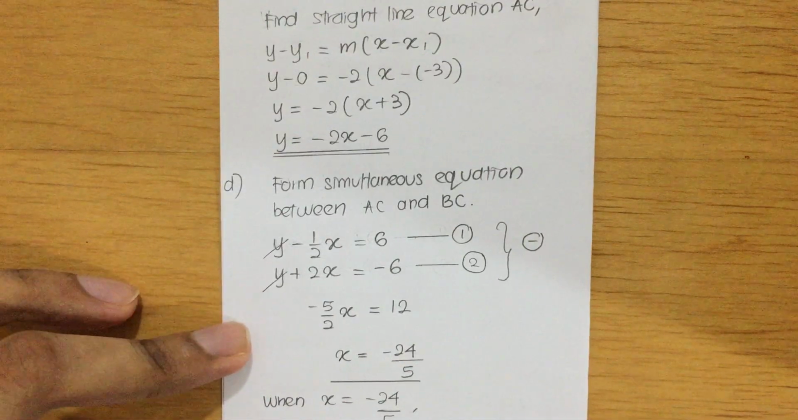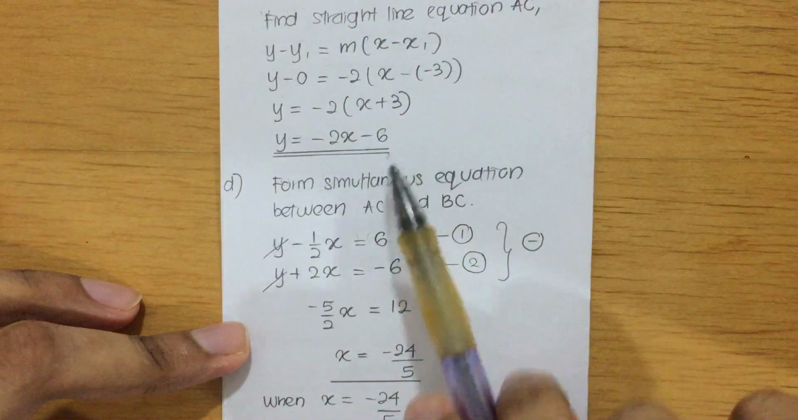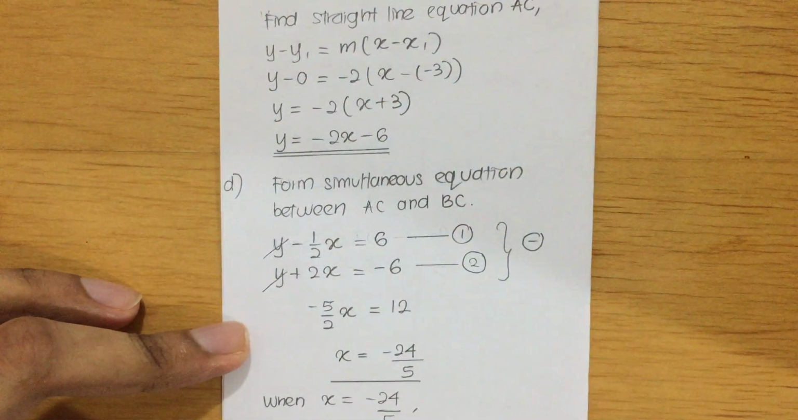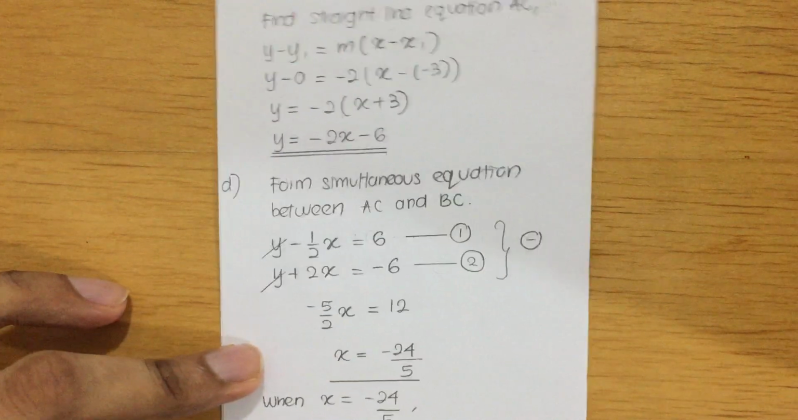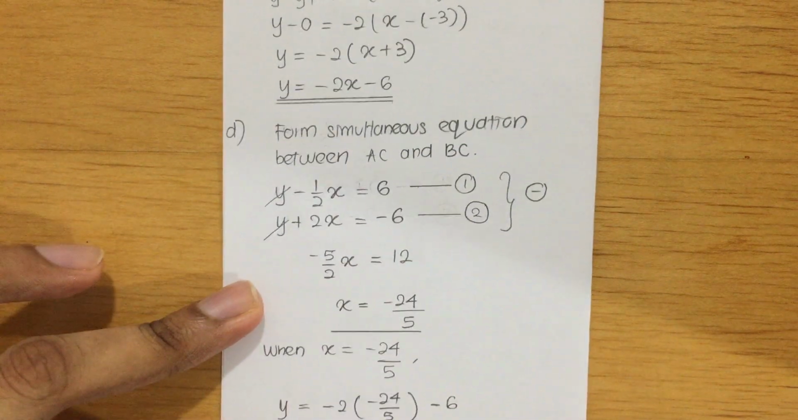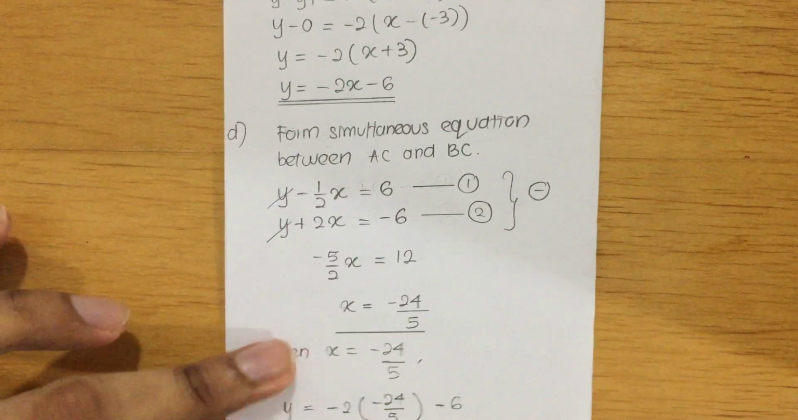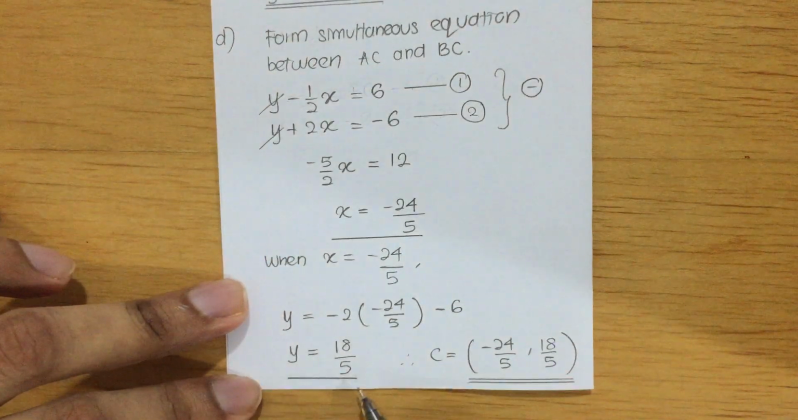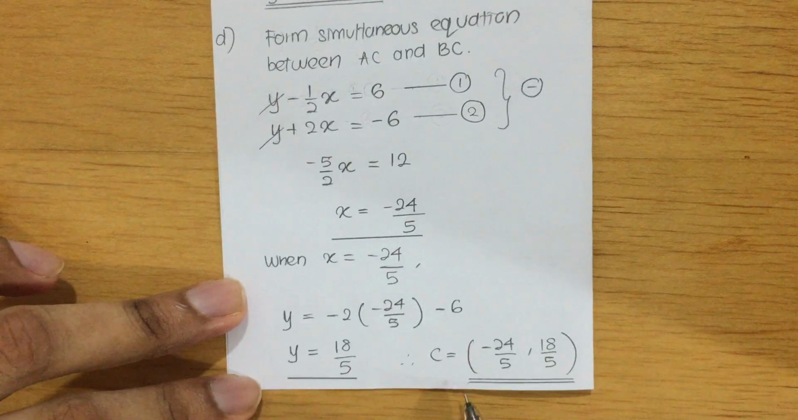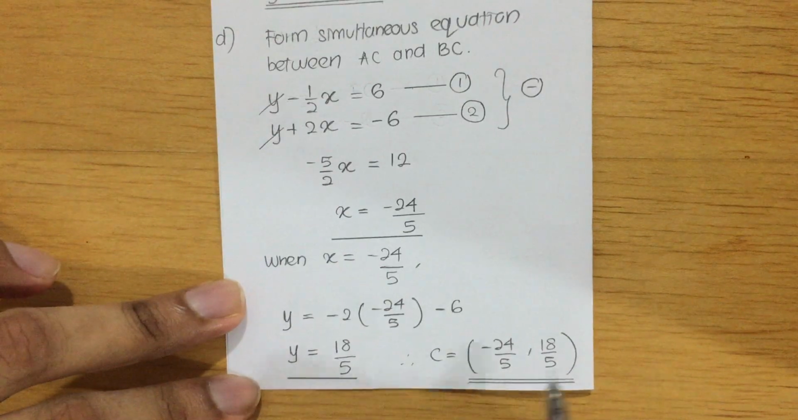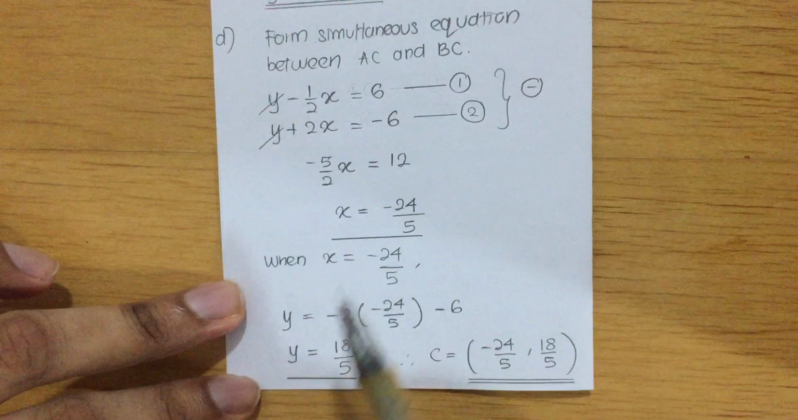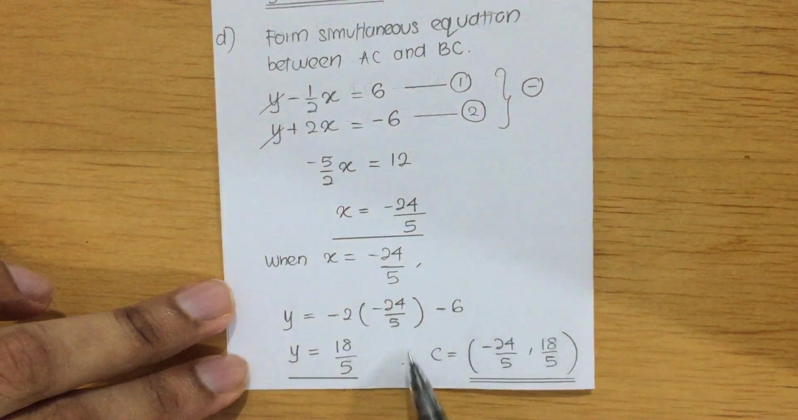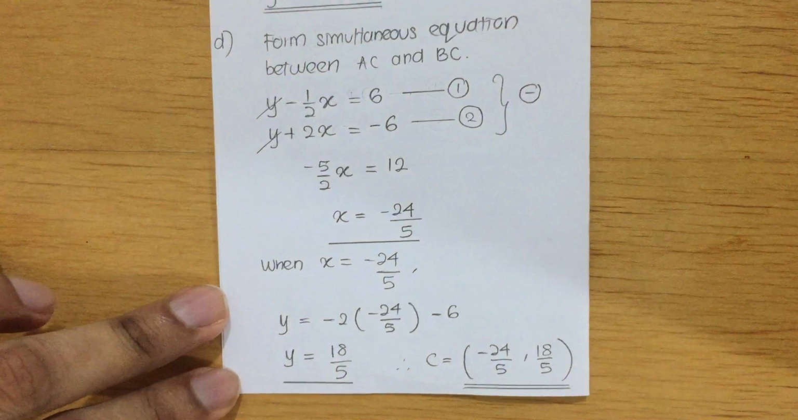So from here, I actually choose the straight line equation AC in order to substitute the value. So y equals to negative 2 in a bracket negative 24 over 5, minus 6. So from here you get your answer, y is equals to 18 over 5. So y is equals to 18 over 5 is the y value. And from here you get your final answer, C equals to negative 24 over 5, comma 18 over 5. Because C is the common point from the straight line AC and BC, guys. So that's how we find the C value from the simultaneous equation method.